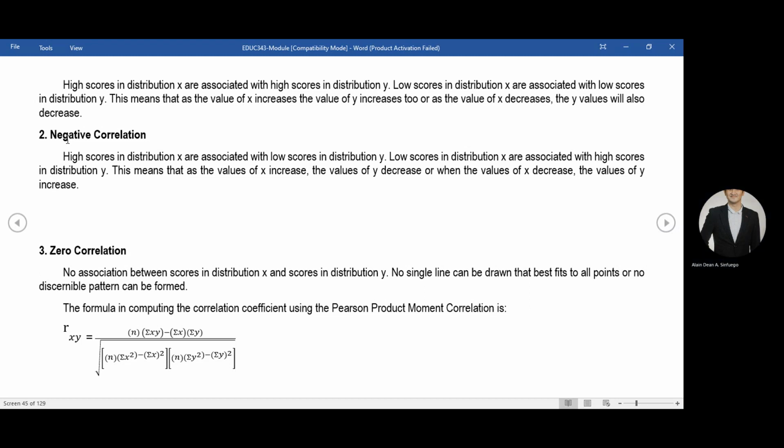Here's the formula of the Pearson product moment correlation coefficient. r sub xy is equal to, on the numerator, n times the summation of xy minus the summation of x times the summation of y, all over the square root of n times the summation of x squared minus the quantity summation of x raised to 2, multiplied by n times the summation of y squared minus the quantity summation of y raised to 2. Okay?